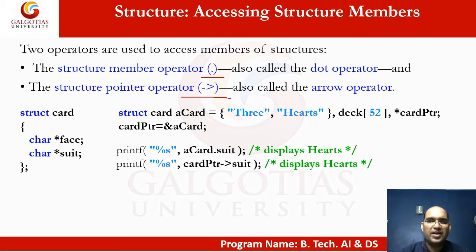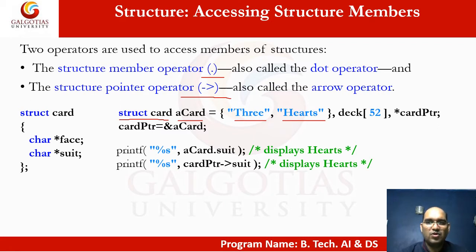I have explained in the previous session where we should use the dot operator and where we can use the arrow operator. So let's see one example. Let's say there is a structure card and it has two members. One is the face and the other one is the suit, which is a pointer to a character, and that can be utilized as a string, right? So we have declared a struct card, a card, and we have initialized the two values to a card. The first value is 3 and the second value is hearts. So a card dot face will be 3 and a card dot suit will be hearts.